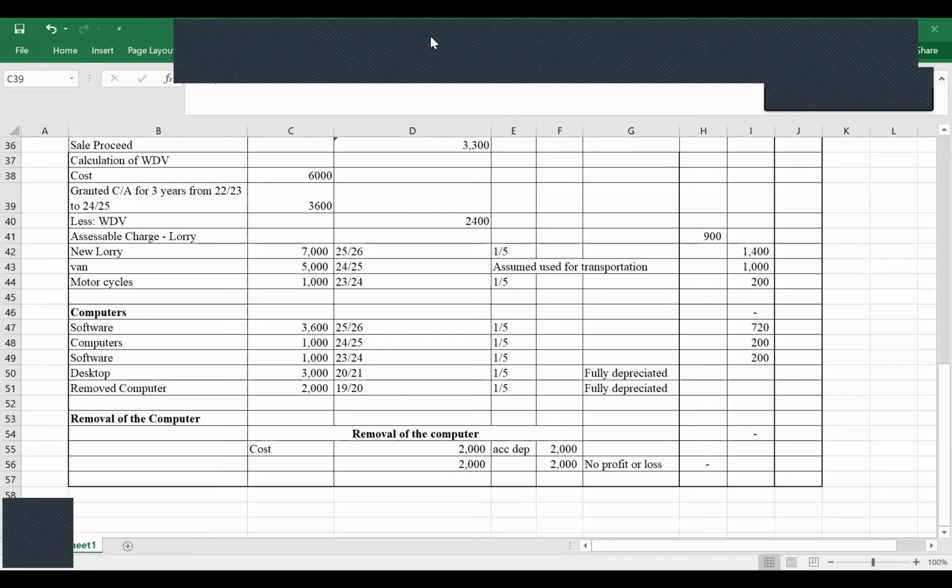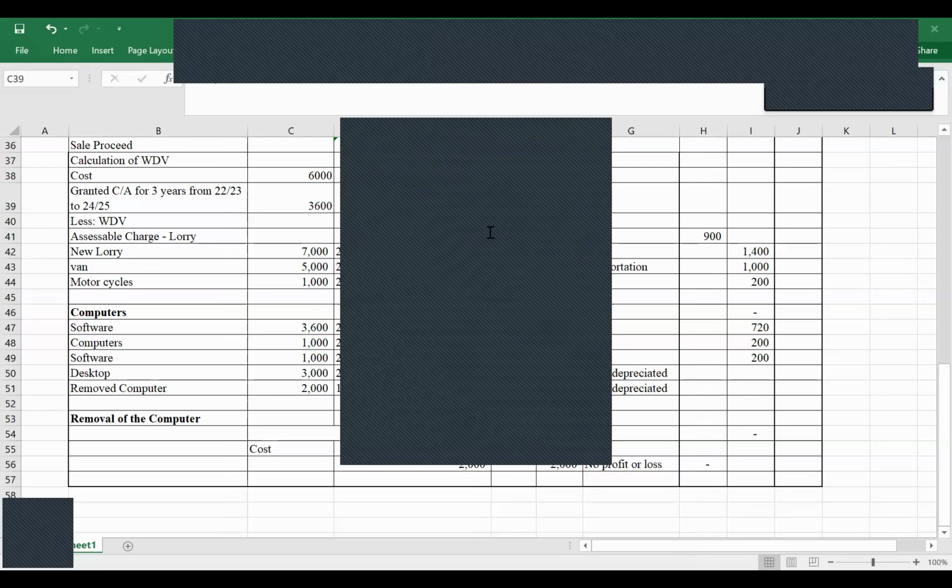I think it is clear. Achala, is it clear?